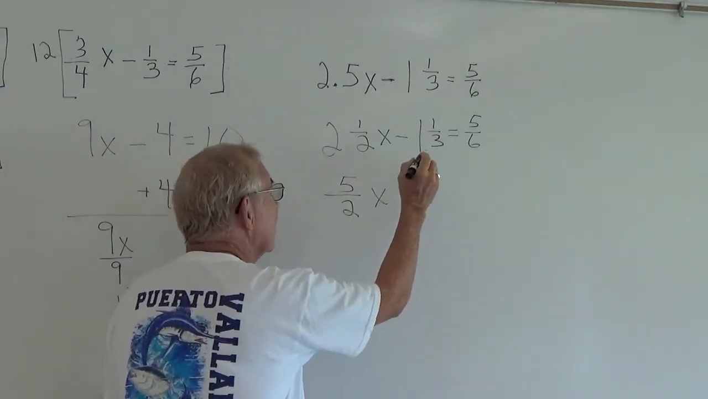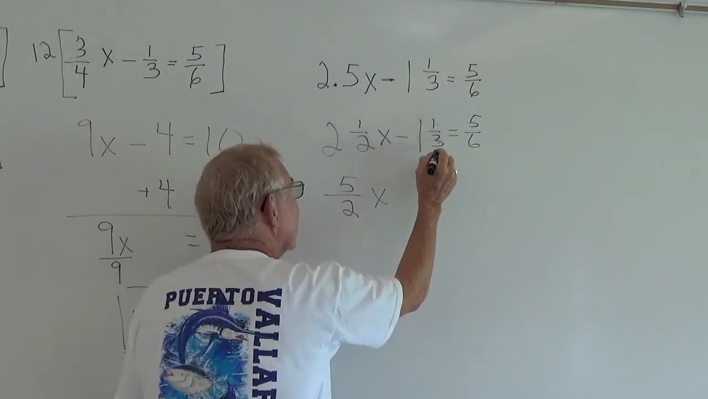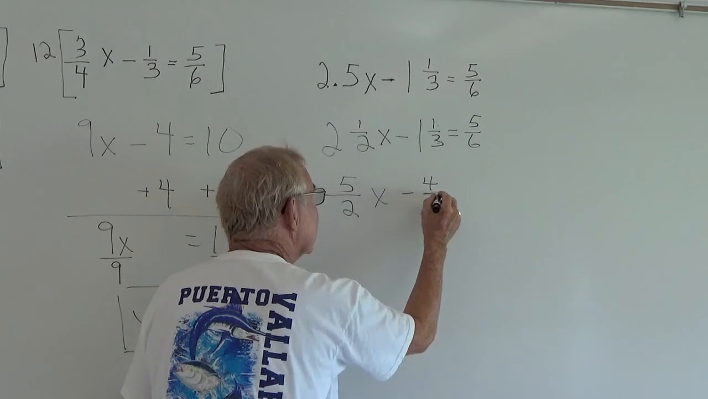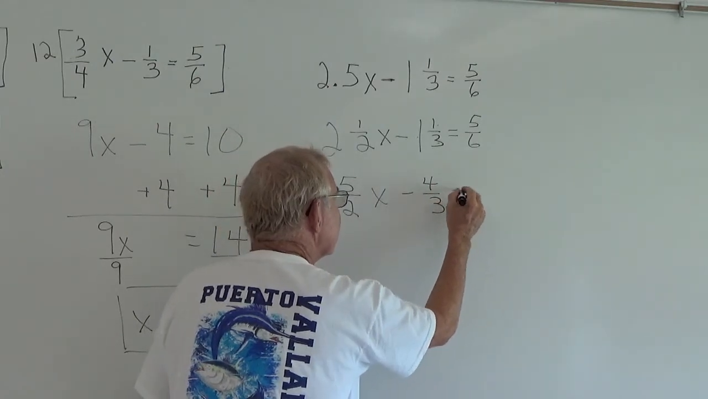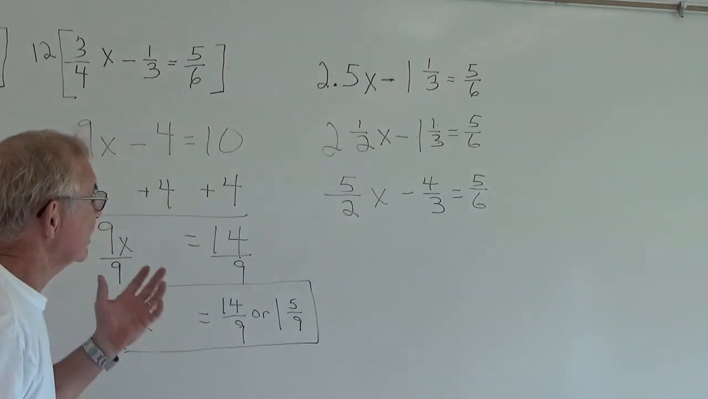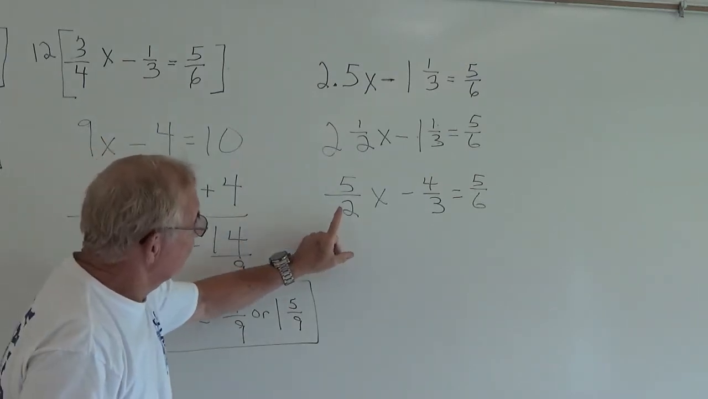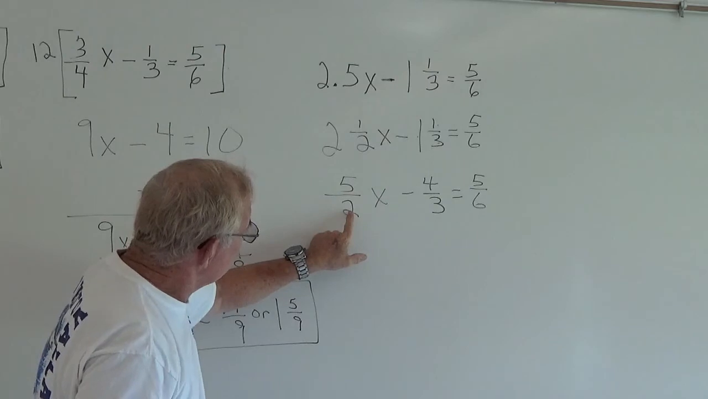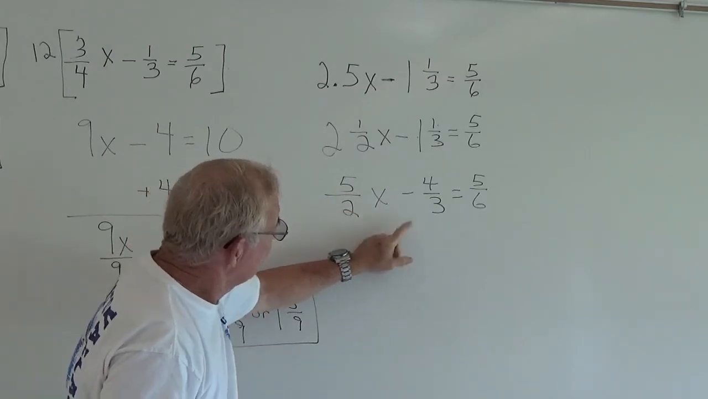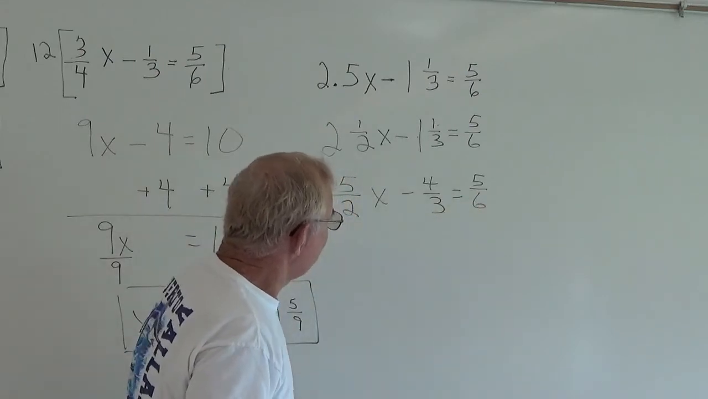Let's do this again now. What's 3 times 1 plus 1? It's 4/3. Is 5/6. Now let's look at that problem and compare it with that previous problem. It's the same concept now. How do you get rid of the fractions, using the least common denominator? What number does 2 divide into? What number does 3 divide into? And what number does 6 divide into?